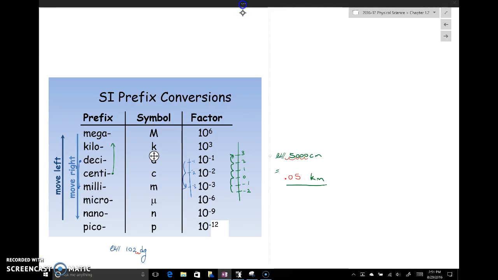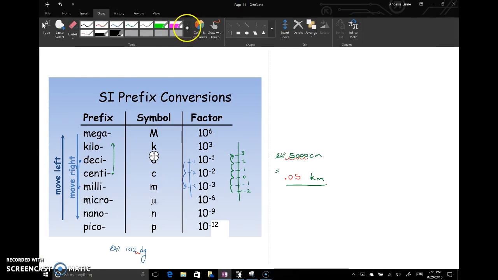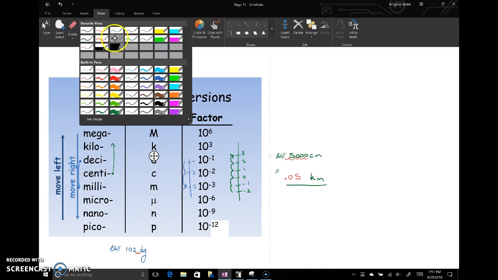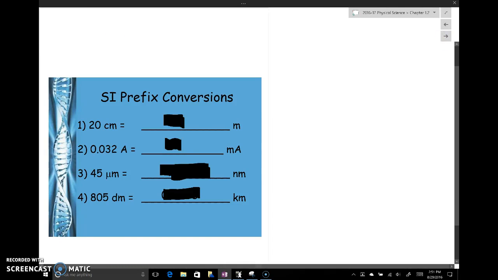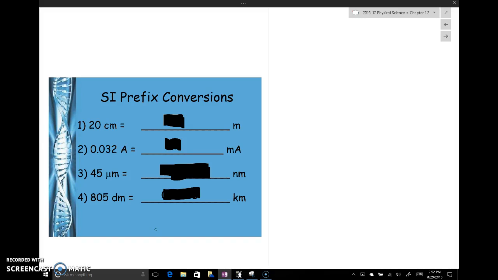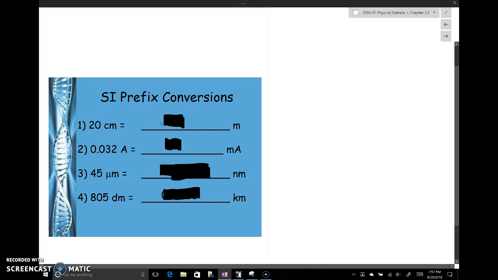Okay, let's do some more examples with unit conversion. Let's say we want to go from 20 centimeters to a meter. What I'd like for you to do is pause the video, try to do the first problem, and then unpause it. We'll go over it and complete that pattern. So try that first problem real quick. Pause the video.